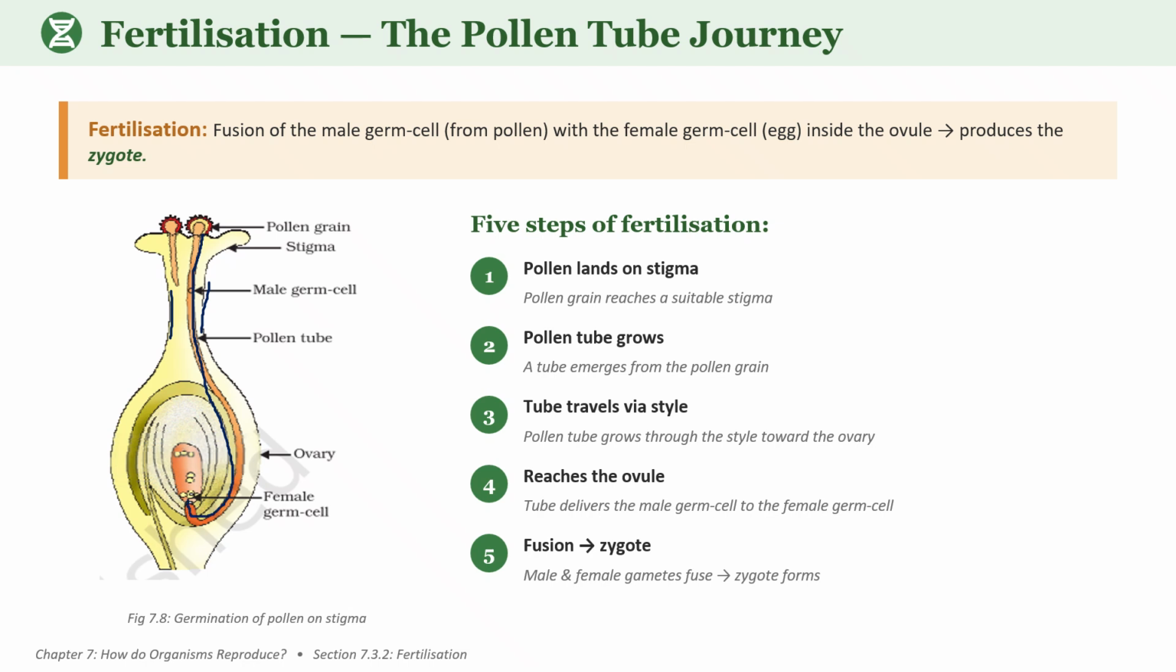The male gamete moves through the pollen tube and enters the ovule, and the last step is fusion. Male and female gametes fuse to form a zygote. This is the last step. So what happens here? Pollen lands on the stigma, pollen tube is formed, pollen tube reaches the ovule region, and the male gamete moves through this tube and enters the ovule, and the fusion of the male and the female gametes happens, and it forms a zygote.